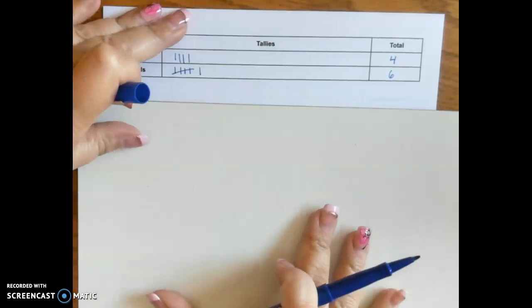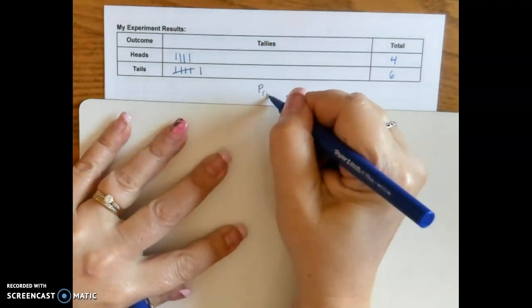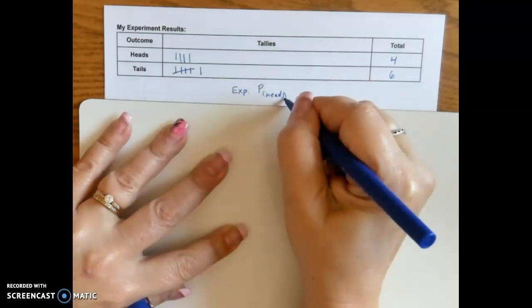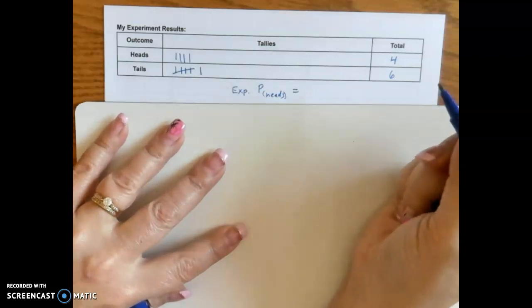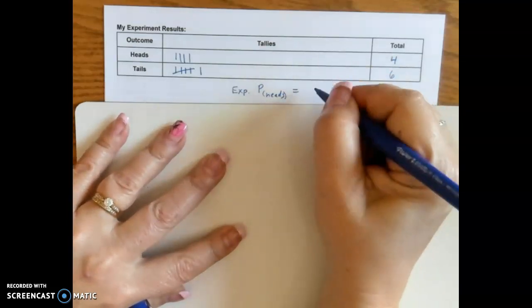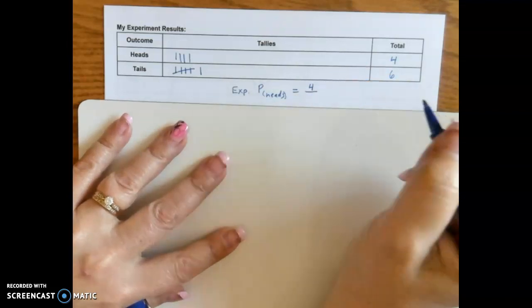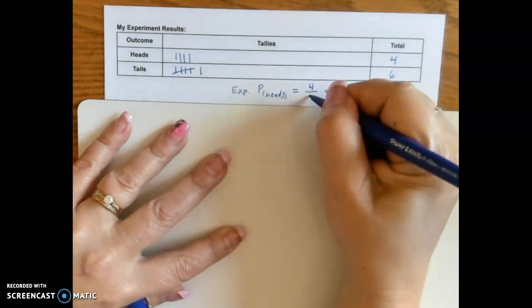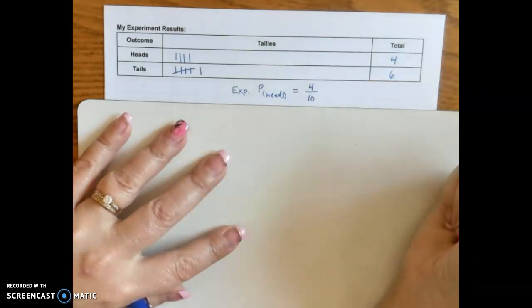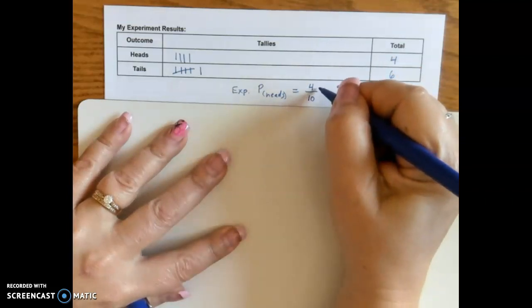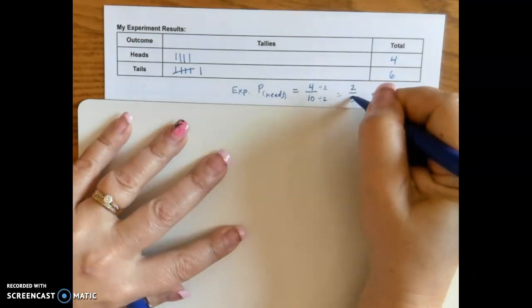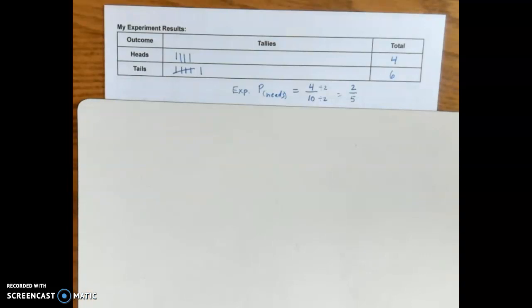Okay, my experimental probability of landing on heads. I'm just going to write EXP in front so I know this was experimental. My experimental probability of landing on heads was 4 times that it happened out of the total number of trials. Now, my total number of trials was 10. I flipped my coin 10 times. I noticed that I can simplify because both of these are even numbers. So my experimental probability of landing on heads was 2 out of 5, or 2/5.